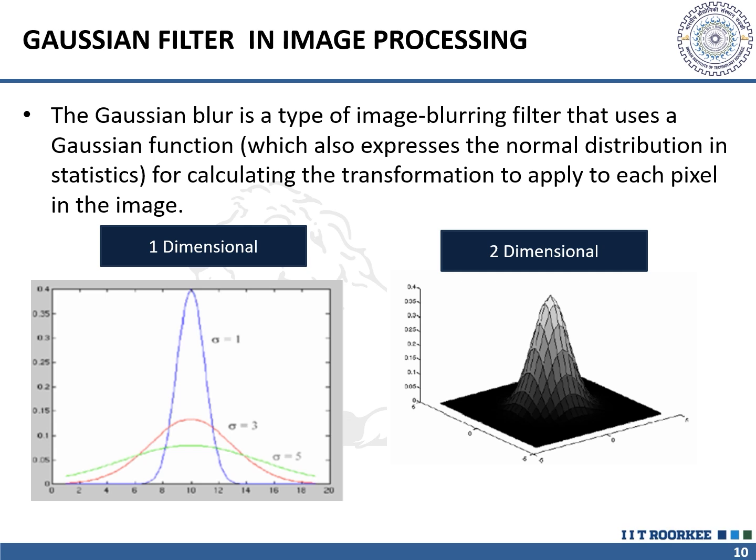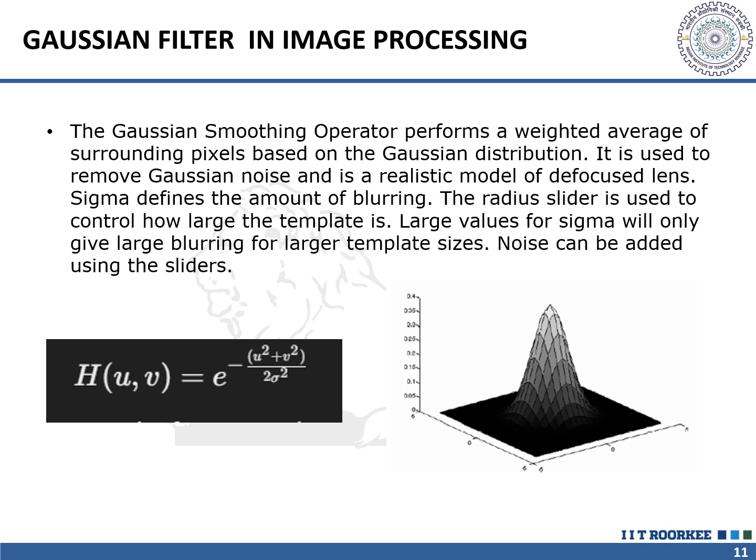So the Gaussian function, the Gaussian smoothing operator, what does it do? This Gaussian distribution is applied to the Fourier transform of an image. When we multiply both of these, we get the output result as a Gaussian filtered image.